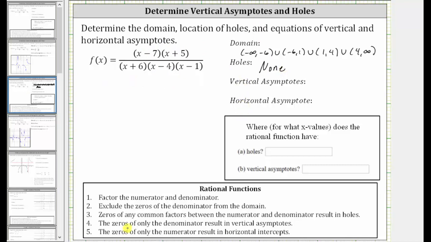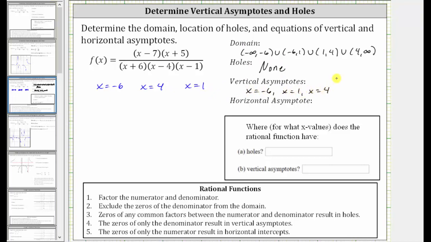The zeros of only the denominator result in the vertical asymptotes. And again, nothing simplified here, so the zeros of the denominator are the same values that we excluded from the domain. So again, x plus 6 is equal to 0 when x equals negative 6. X minus 4 is equal to 0 when x equals 4. And x minus 1 is equal to 0 when x equals 1. But the vertical asymptotes are lines, and therefore we should give the vertical asymptotes as equations, which again are x equals negative 6, x equals 1, and x equals 4.